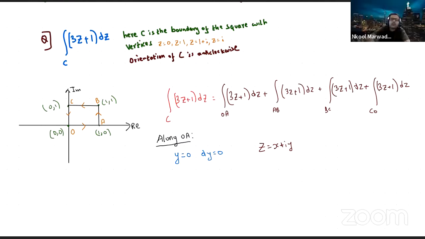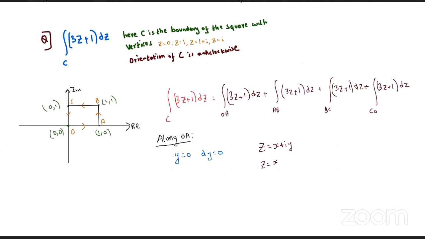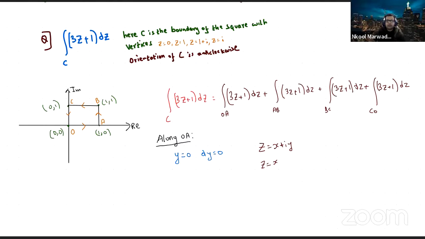See, once again I'm telling you, now what we have to do, we have to find the equation of the curve. What is the curve? What is the contour? The contour is OA. The general equation of the contour is x plus iy. And since we have OA, y will be 0. Because it's an x-axis, the equation of it is y equal to 0. So the z will be x itself. So this is the equation of the contour.